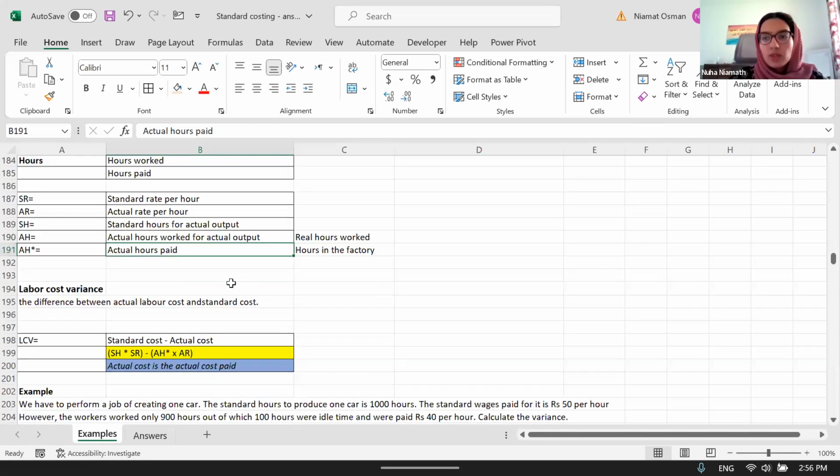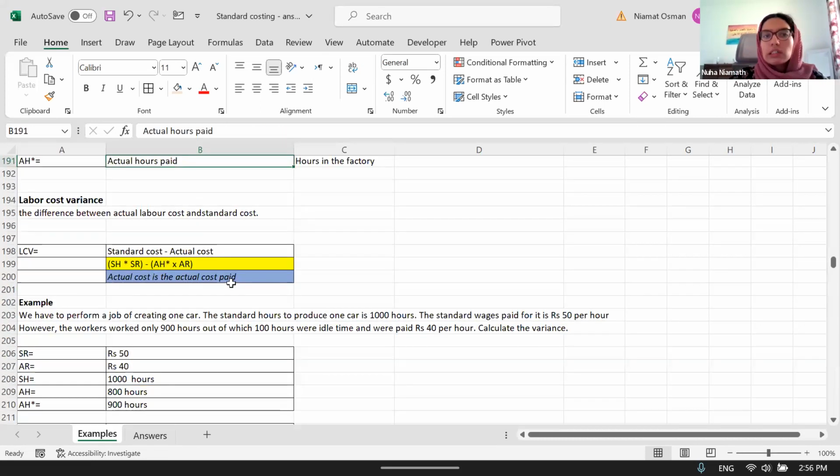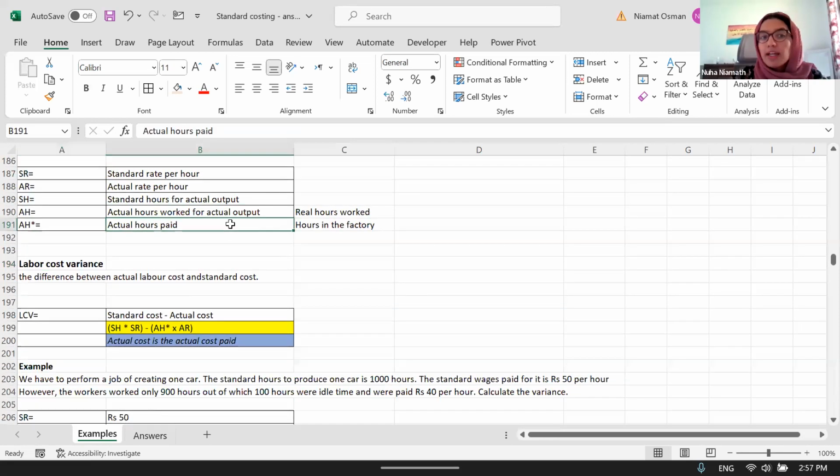Okay. Now, how do we utilize these components in our formulas? Coming to the first one, labor cost variance, which is our standard cost minus our actual cost. Same as material cost, it will be SH into SR minus AH into AR. Please remember when to use actual hours paid and when to use actual hours worked.